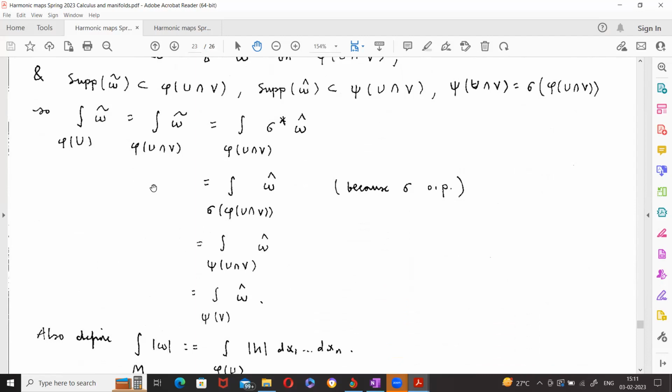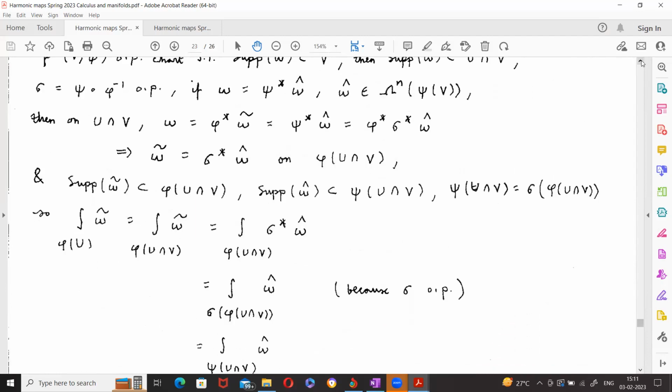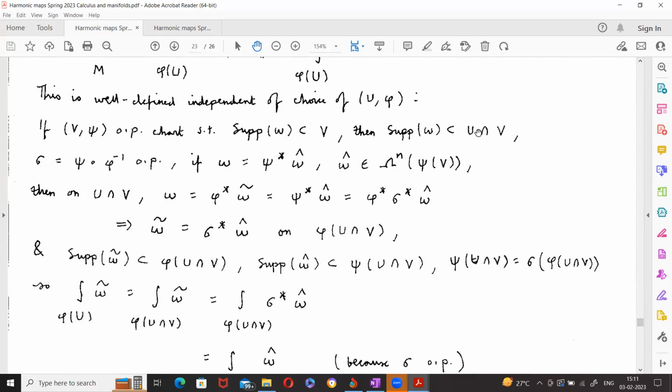So why is that? First, note that because the support of omega is contained inside u intersect v, that means that the support of omega tilde is contained inside phi of u intersect v. The support of omega hat is contained inside psi of u intersect v. And psi of u intersect v is equal to sigma of phi of u intersect v.